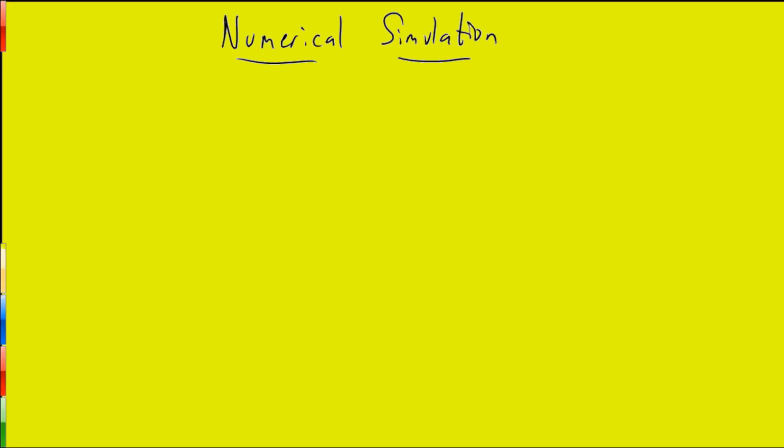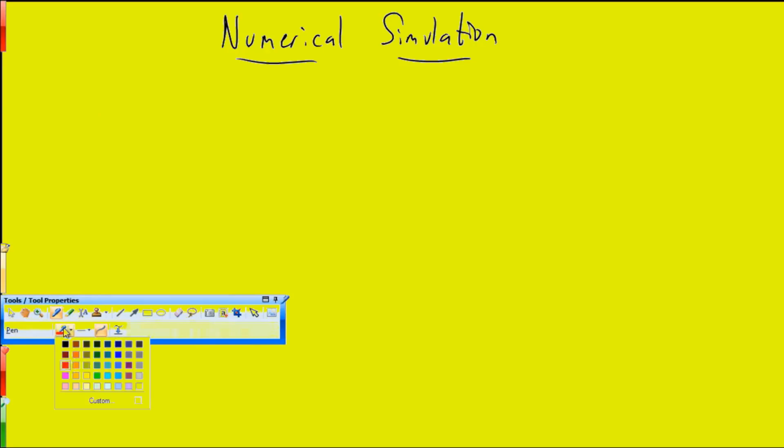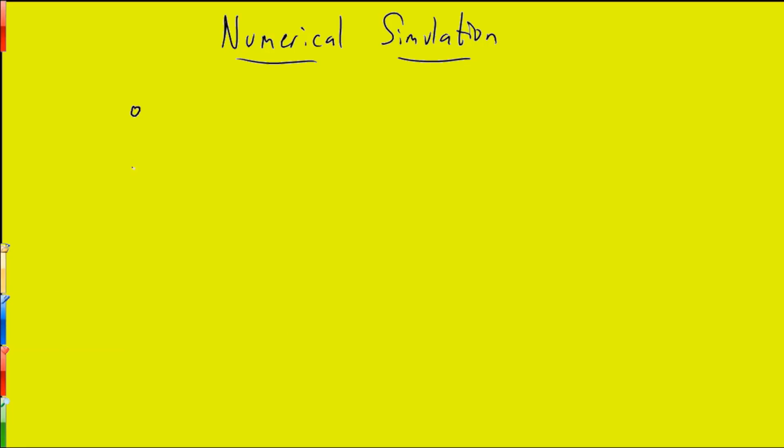In this video, we're going to talk a little bit about numerical simulation, and we're going to discuss it in the context of an RC circuit, specifically the RC circuit that we saw in a previous video. So let's redraw that circuit, and let's say that we have some input voltage, which we call Vin, a resistor of resistance R, and a capacitor with capacitance C, and some output voltage, which we called Vout.